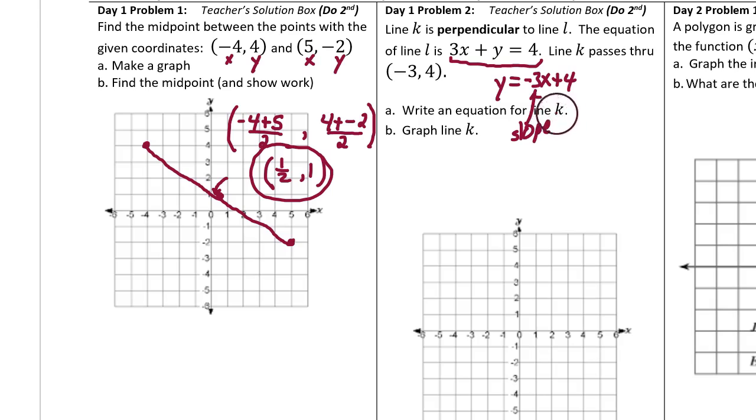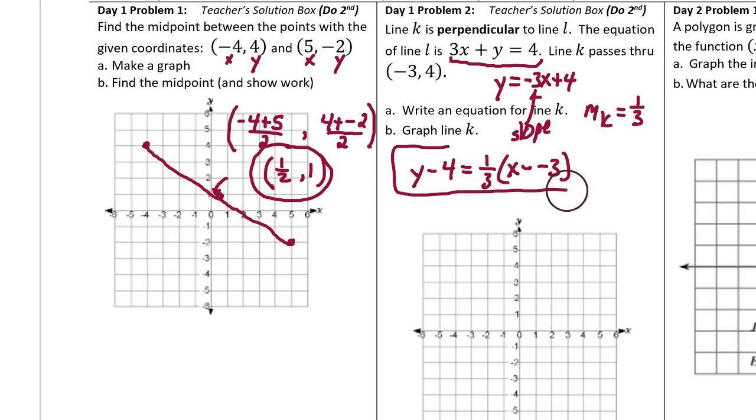Line K is perpendicular to line L, so the slope of line K is the opposite reciprocal of this slope. That's 1/3. Now we can write our equation for line K. Y subtract the y-coordinate of a point on line K, which is 4, is equal to the slope times x subtract the x-coordinate of a point that's on line K. That's negative 3. There's our equation for line K.